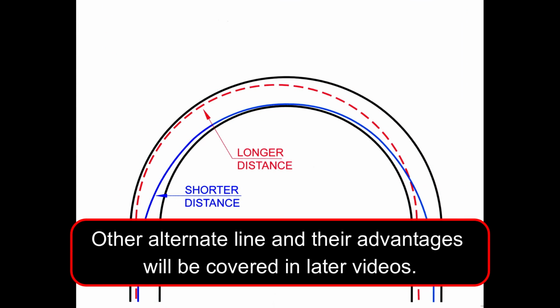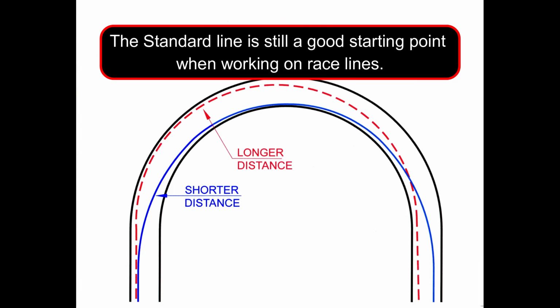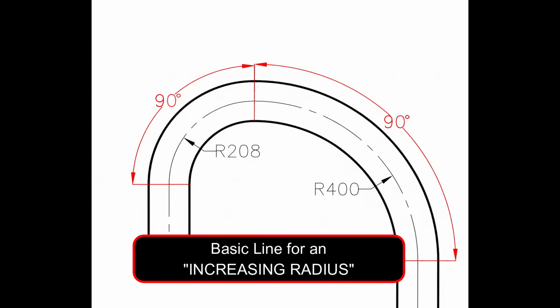There are some alternate lines that will have some benefit. These will be discussed in detail in another video. The standard line is still a good starting point when working on race lines, especially in a bowl turn. Now let's look at a basic line for an increasing radius turn.